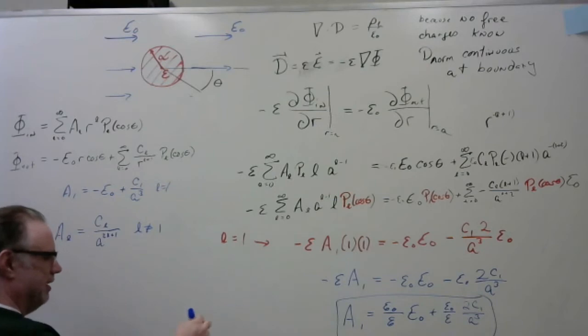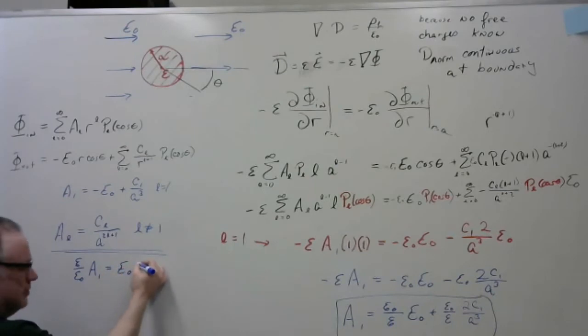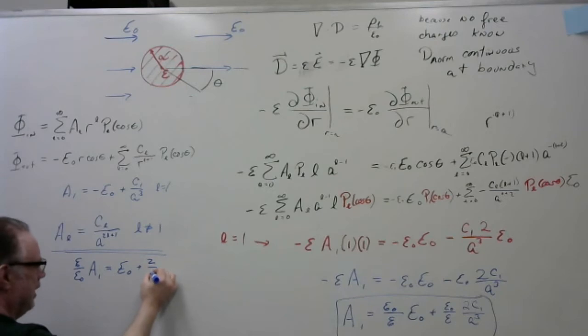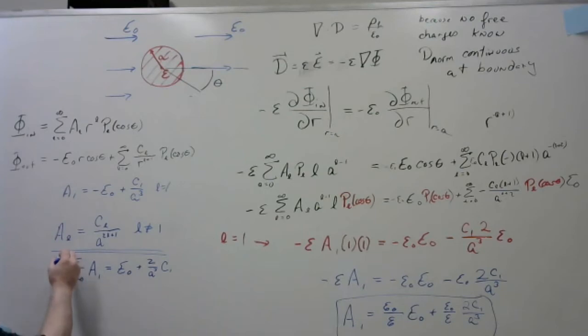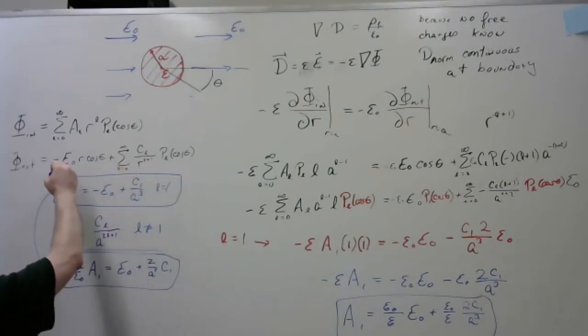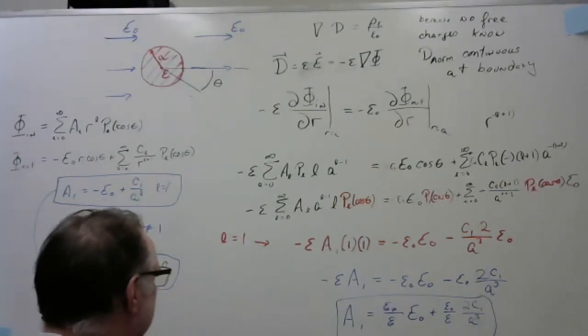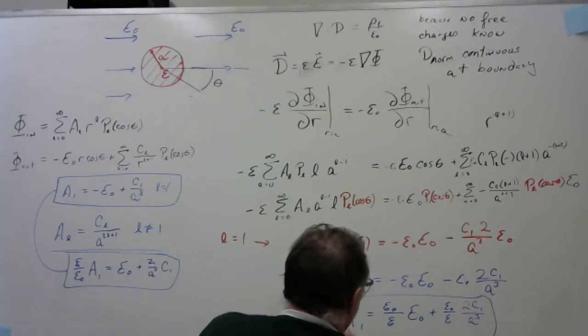Okay, so I gotta come over here. I gotta write this thing down. Actually, I'll rearrange it. So epsilon over epsilon naught times A1 must equal E naught plus 2 over A cubed C. Okay. So this actually can be combined with this right here. And then we know what the ones are. Okay? I'll do that in a bit. Let's go back over here.